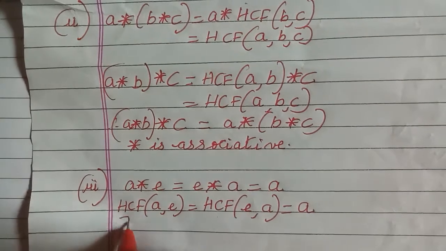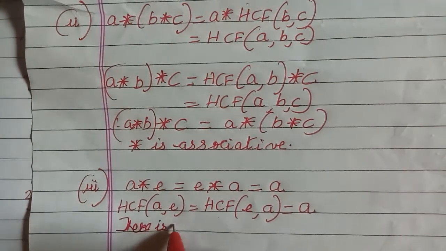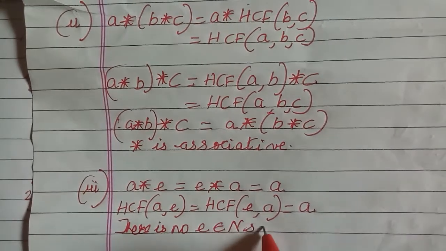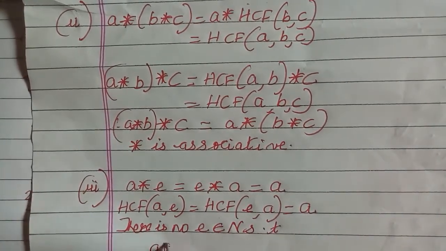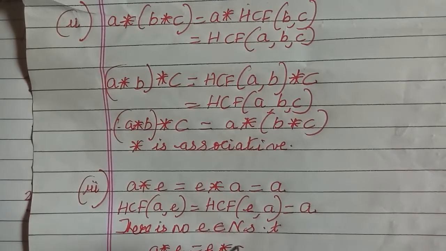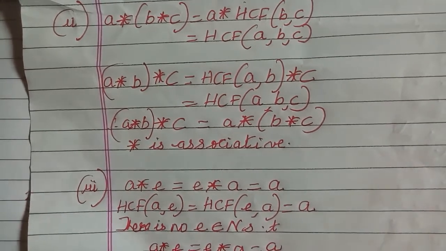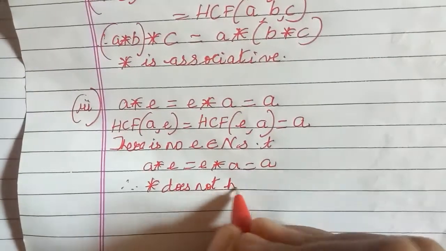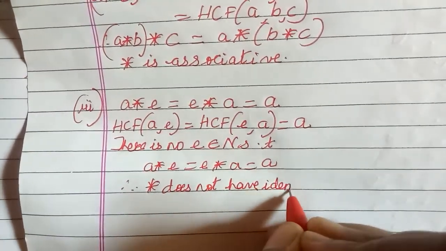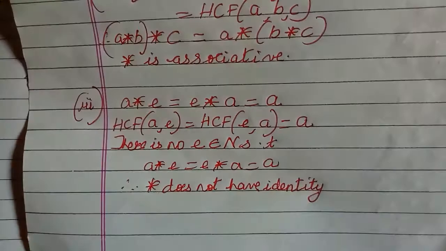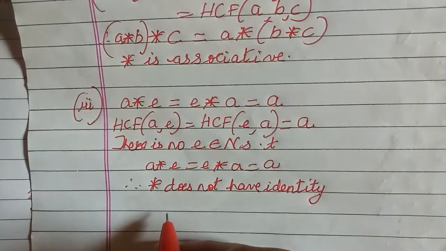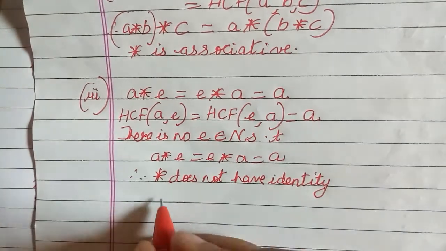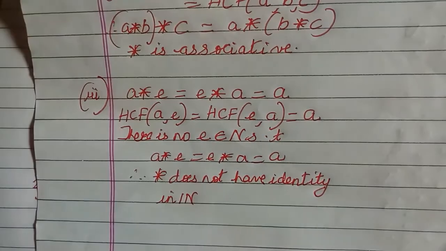So that means there is no E belonging to N such that A star E is equal to E star A is equal to A. Therefore, star does not have identity. See, here the problem is that E is not unique. For different elements, you are able to get different values of E, which is violating the definition. Therefore, it does not have identity in your set of natural numbers.